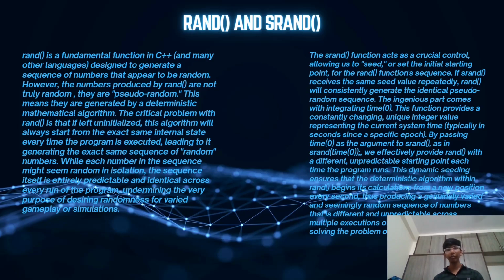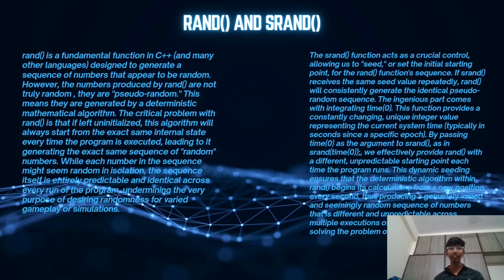We solve it by using the srand function together with the time(0) function. What the srand function does is that it initializes the seed, or the starting point, for the rand function. With the help of the time(0) function, which creates an integer value representing the current system time. In detail, the time(0) function gives the number of seconds that have passed from January 1, 1970 till now.